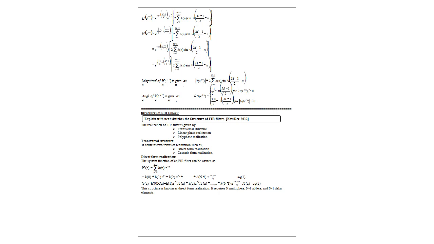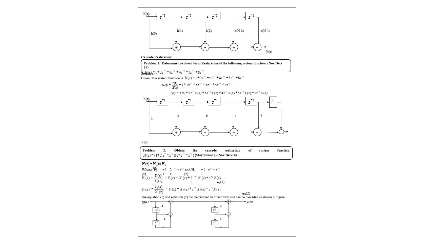This structure is known as a direct form realization. It requires N multipliers, N minus 1 adders and N minus 1 delay elements. It should be drawn in this method: X(z), here is the Y(z). First is h(0), then h(1) into z inverse, then h(2) into z power minus 2, and likewise it is used up to h(N minus 1).